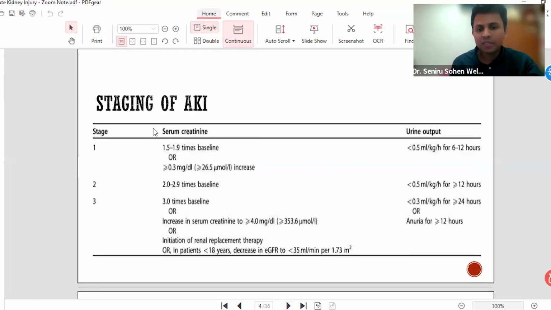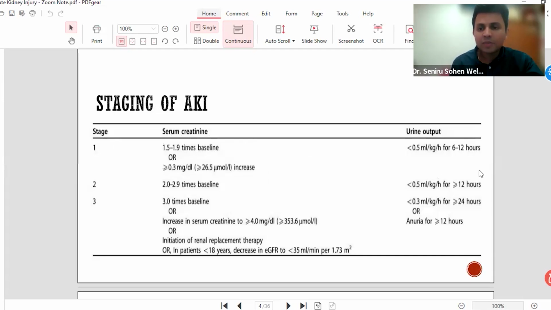So here we have the 3 stages in the KDIGO criteria. So we need to have oliguria, but if the oliguria is persistent between 6 to 12 hours, patient would fall into AKI stage 1, and patient need to have creatinine more than 1.5 times the baseline. And if it's in between 1.5 times to 1.9 times on the baseline, patient would be in stage 1. Or if just the 0.3 increase is there, that would mean that the patient is in stage 1.